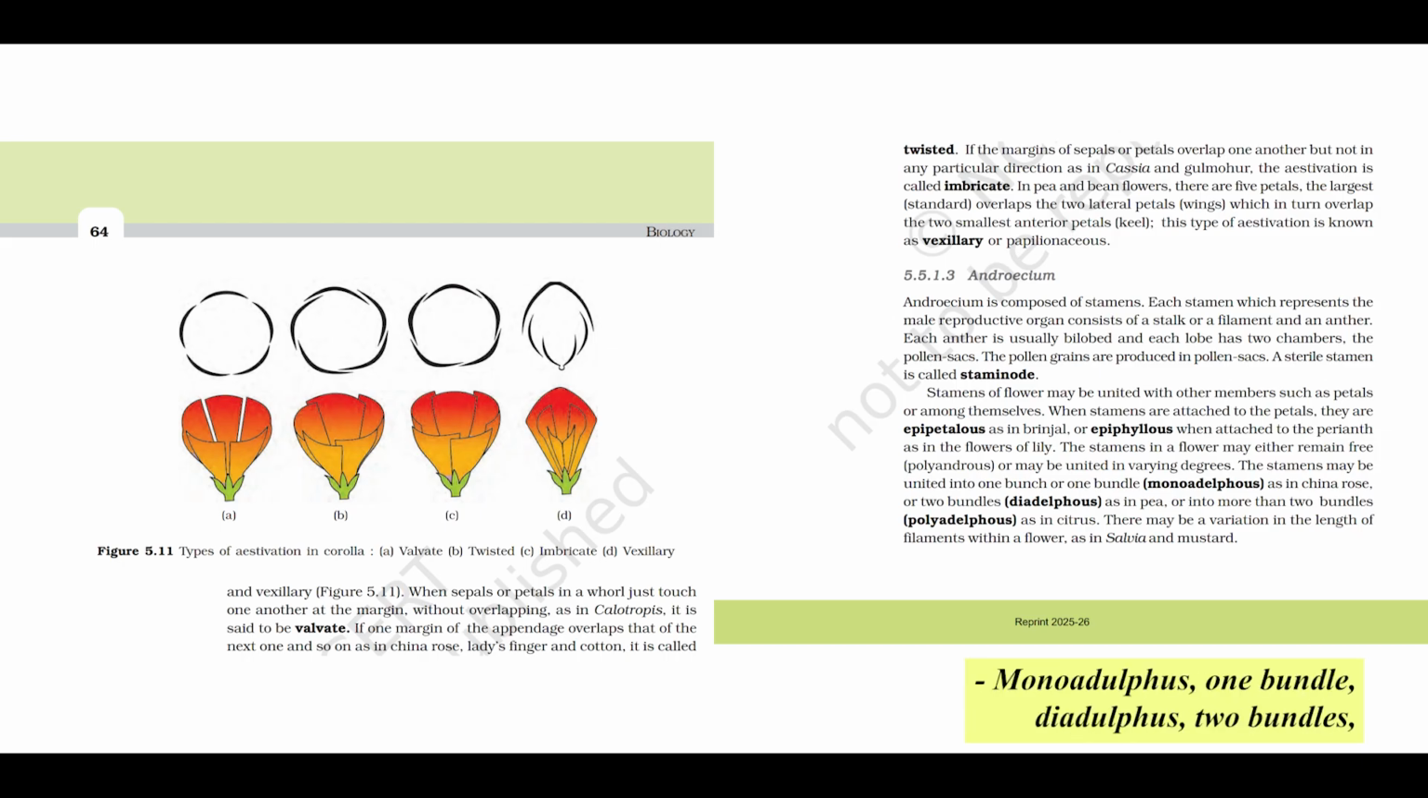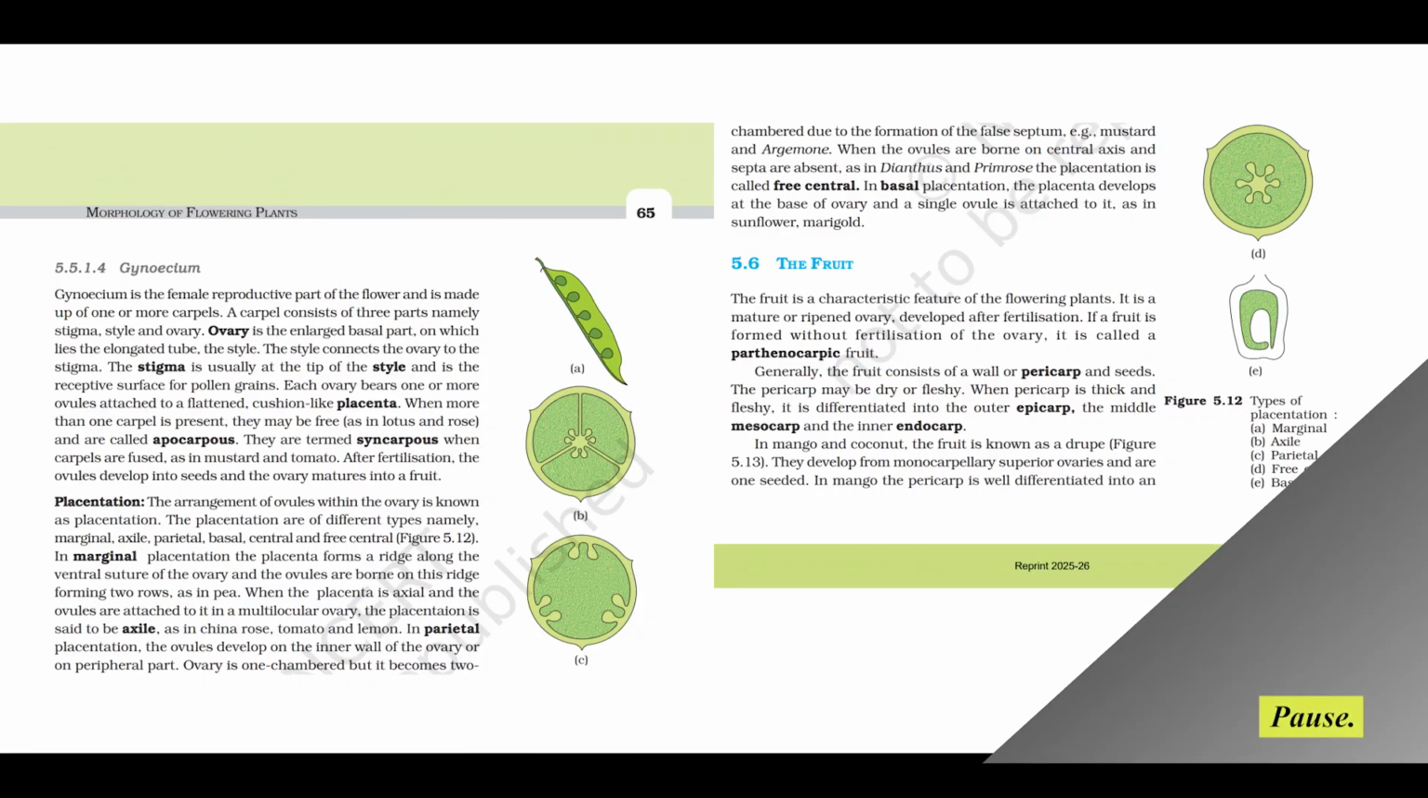Monoadelphous, 1 bundle. Diadelphous, 2 bundles. Polyadelphous, more than 2 bundles, based on filament union. Correct. It's also worth noting that within a single flower, there can be variation in the length of the filaments. For example, in plants like salvia and mustard, you might observe stamens of different lengths, which can be an adaptation for specific pollination mechanisms.